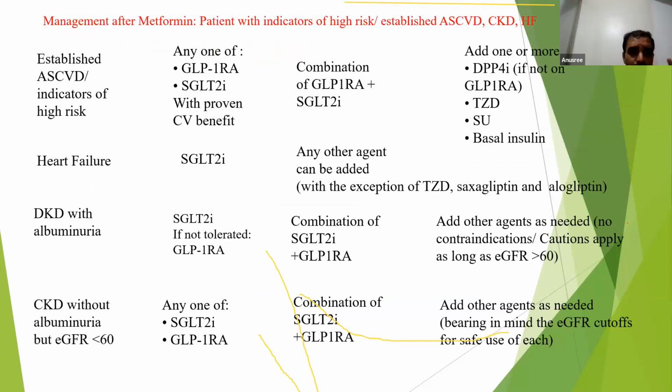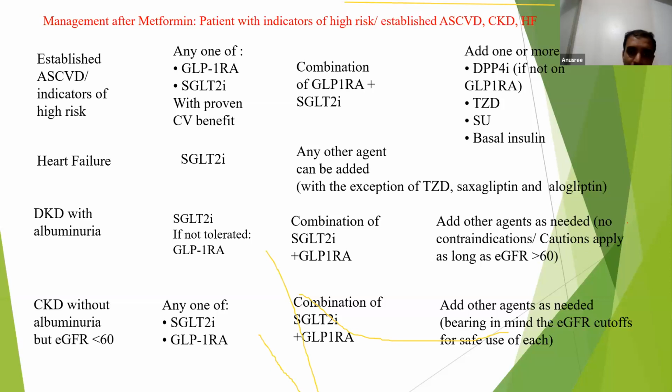If they have other risk factors, such as cardiovascular risk factors, better to start metformin, and along with that we can have GLP-1 or SGLT2 inhibitors because these drugs have a beneficial effect. If the third drug is to be added, we have a combination of all these three drugs. If another one is to be added, basal insulin, sulfonylureas or thiazolidinediones. If there is heart failure, SGLT2 inhibitor is the best second line drug to be started. Other agents can be added, but always be cautious using thiazolidinedione, saxagliptin and alogliptin.